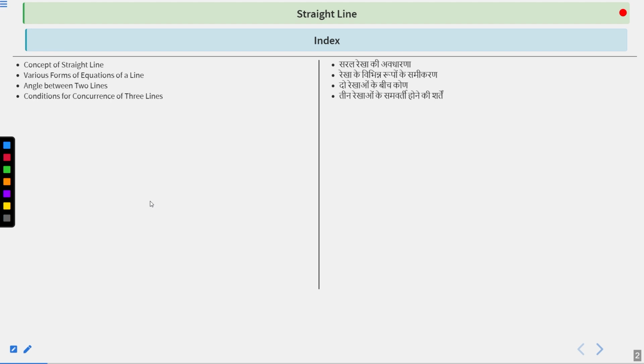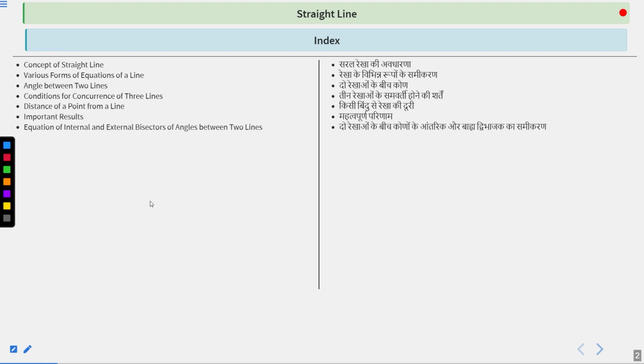If three lines are meeting at a particular point, then what will be the conditions that the three lines will be concurrent at a given point, right? Next, we will discuss the distance of a point from a line, right? If we have a line and we have another point, then we have to calculate the distance of that point from the line, right? After that, we will see some important results of a straight line.